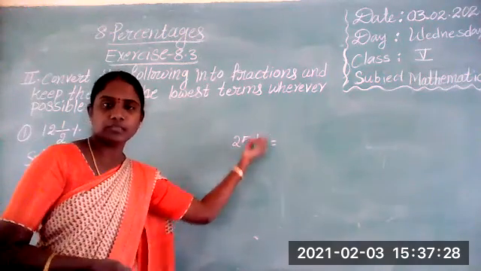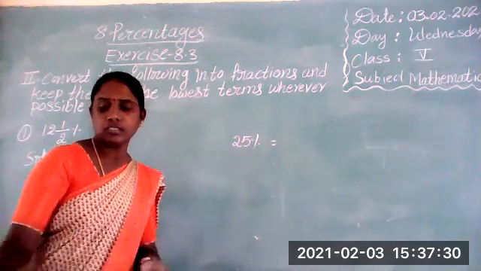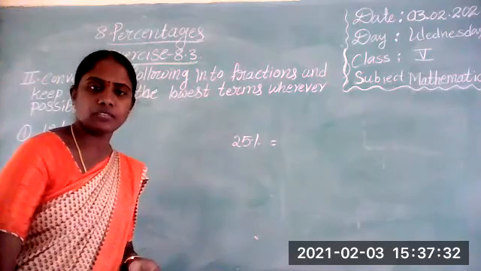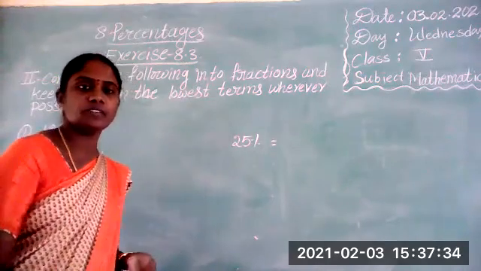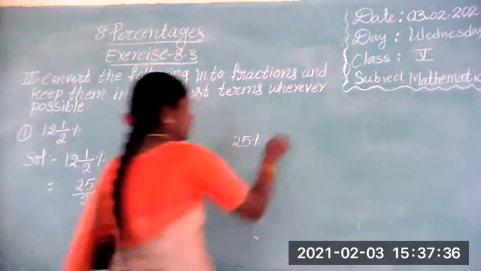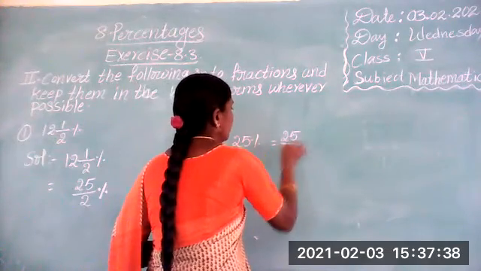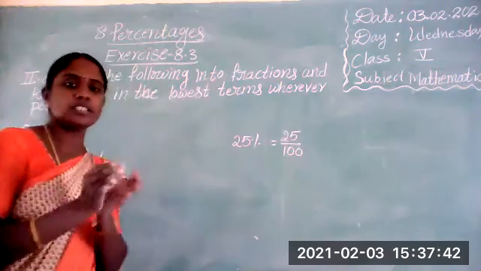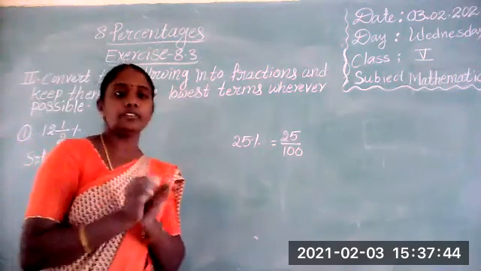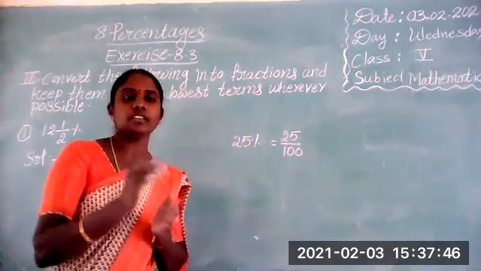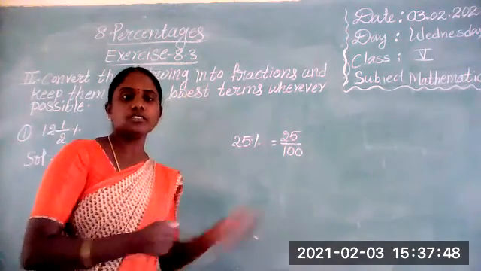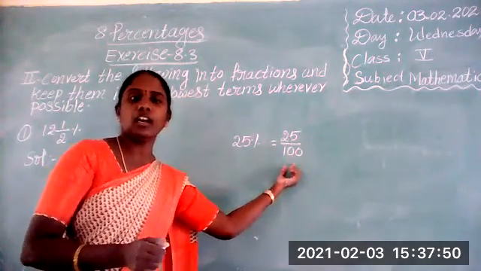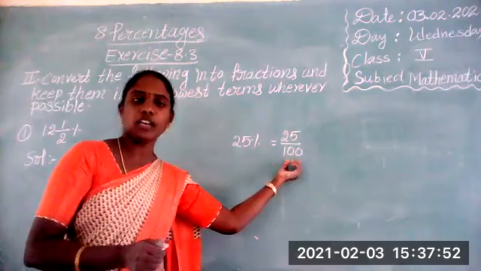25%, how can we write in fraction form? Say anyone. Very good. 25 by 100. Percent means per 100. 25 per 100. 25 is out of 100. So we can write that one: 25 by 100.